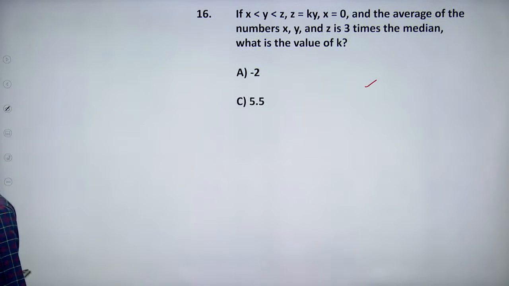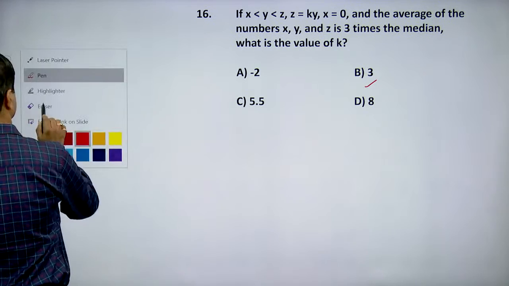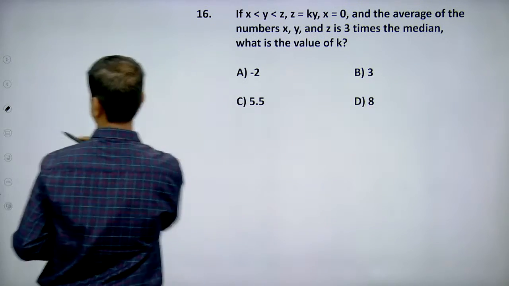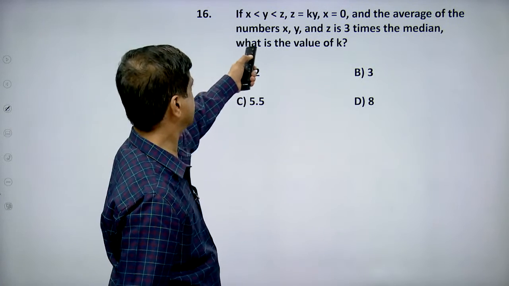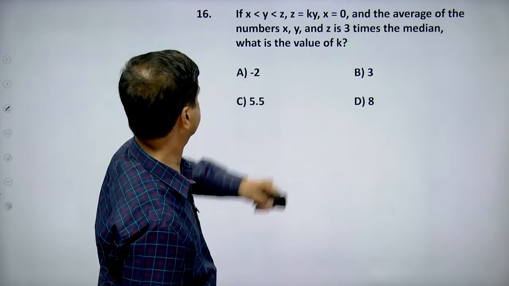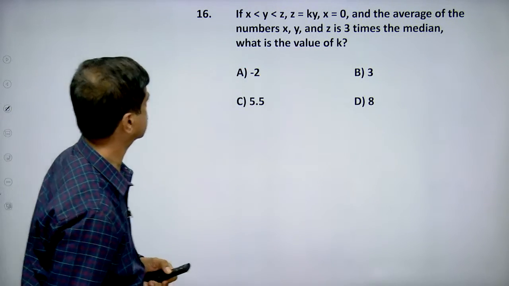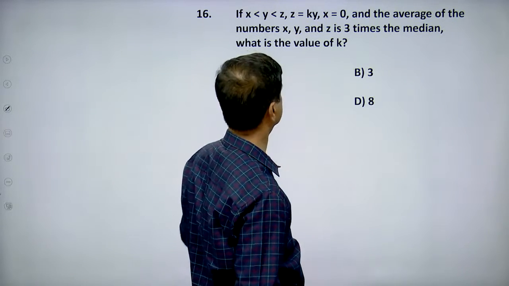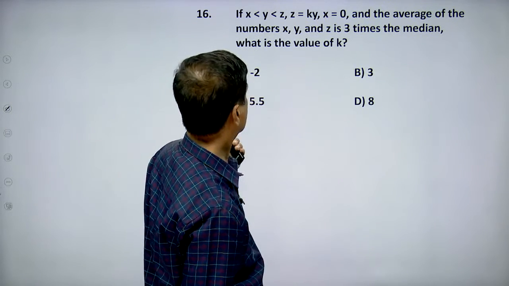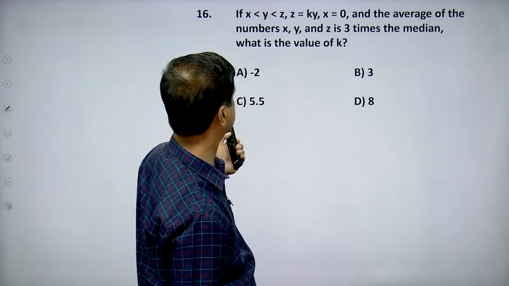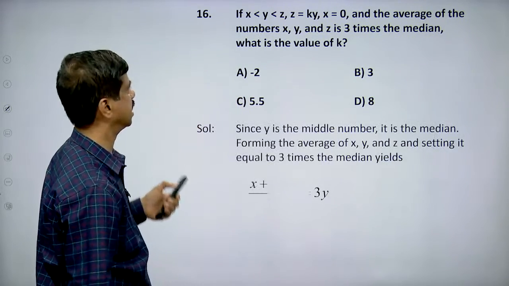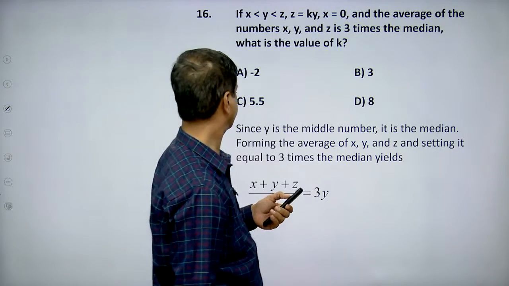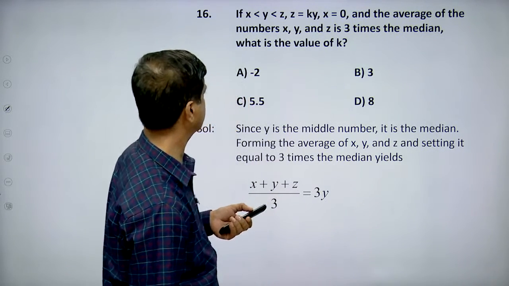Right children, let us go to the next question. This is from the previous painter we got it. So x is less than y is less than z, z equal to ky, x equal to 0. X equal to 0 means y is greater than 0, z is also greater than 0. And the average of the numbers x, y and z is 3. So x is 0 means y plus z equal to 9.